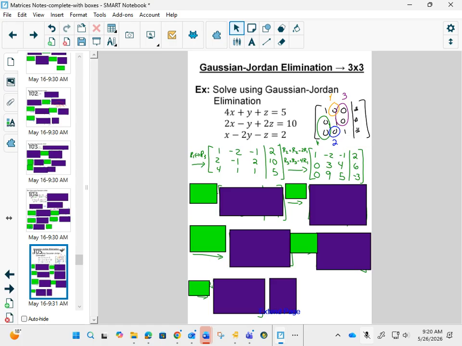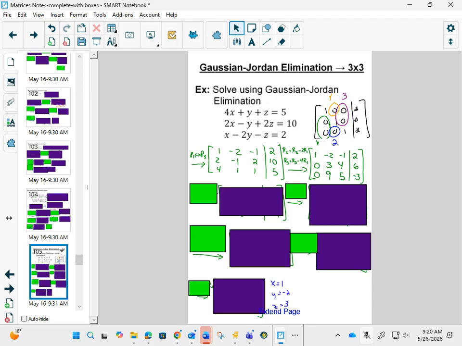First I did row 2, so I went row 2 minus 2 row 1s: 0, 3, 4, and 6, and 0, 9, 5, and negative 3. Now, one little mental mistake in here, and everything from now on will go terribly. Okay, so there are my answers.